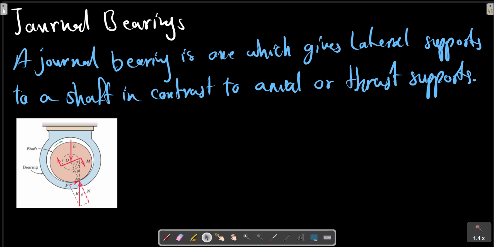As the shaft begins to turn in the direction shown, it will roll up the inner surface of the bearing until it slips. Here it will remain in a more or less fixed position during rotation. The torque M required to maintain rotation, and the radial load L on the shaft, will cause a reaction R at the contact point A.